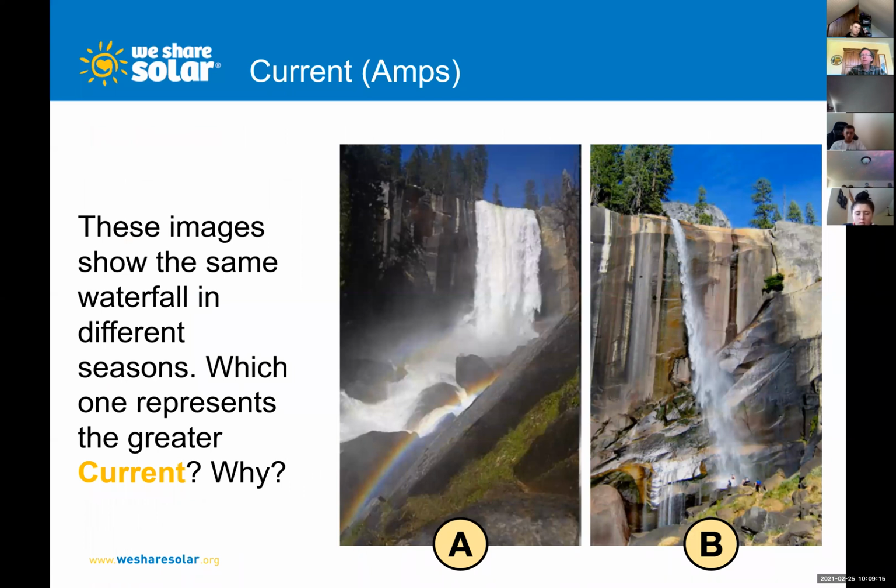Thank you, Scott. And Caleb and Fiona, you're all correct. So it's the one on the left. It seems like a slightly different angle of the photograph, but anyway, I believe it is the same waterfall. It looks like it's up in Yosemite. It's a beautiful waterfall, but the one on the left has a lot more water going over the falls, right? So the water's falling the same distance, but one of them has a lot more water than the other. That shows more current.